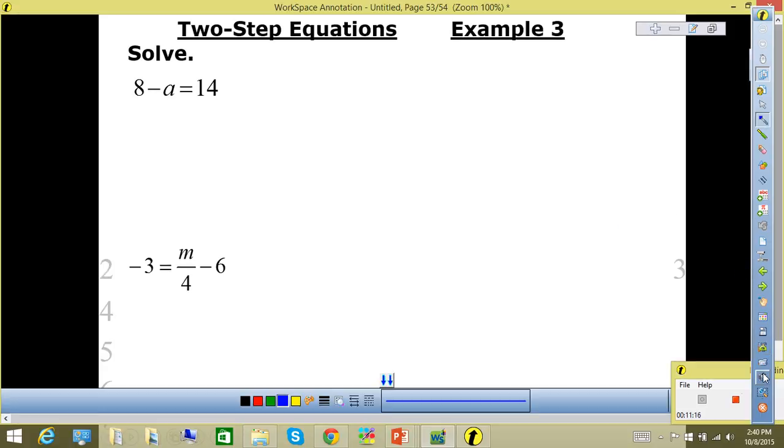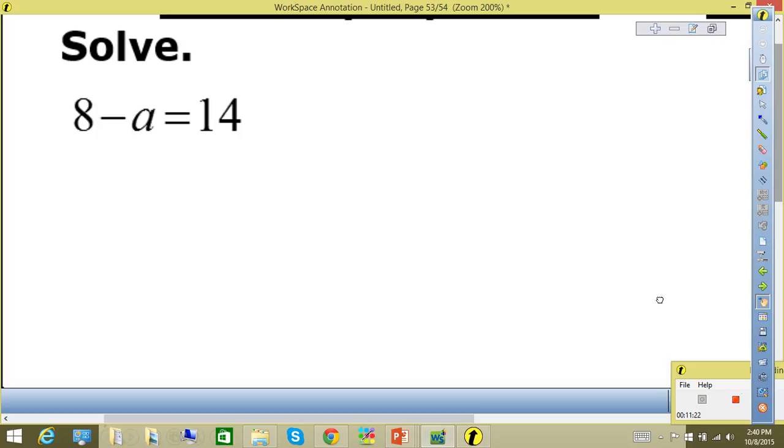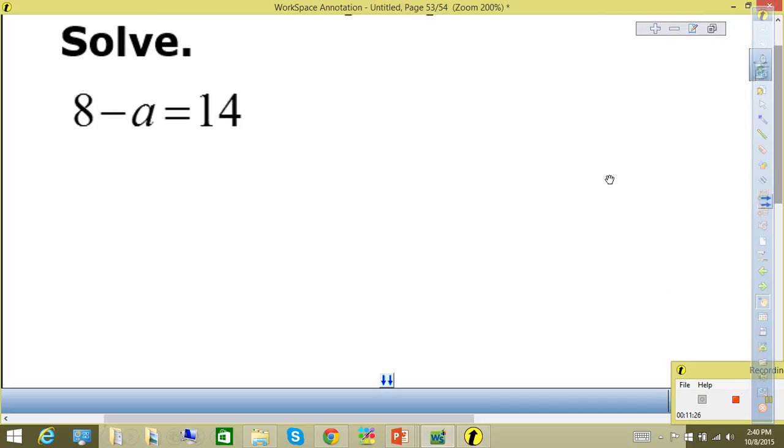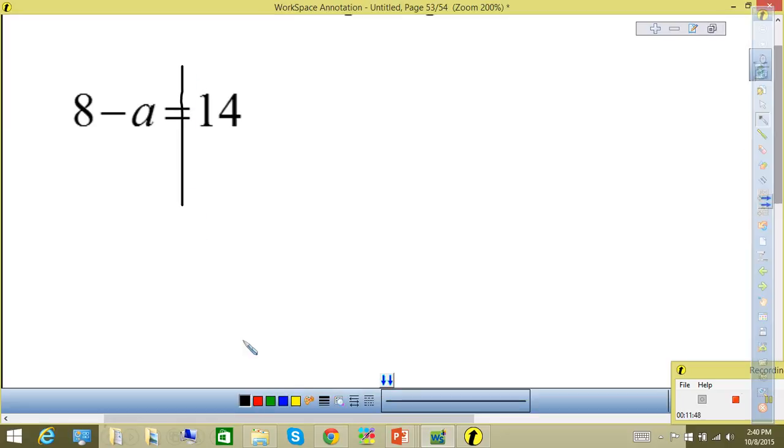Example 3A. Just copy it. We're going to do this one together, but I'm going to start you off first. Just copy it. Don't solve it, please. You're going to make a mistake. Here it goes. Pens down, eyes up here. Watch. Line down the equal sign.